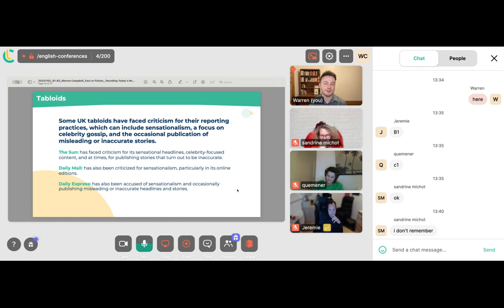The Daily Mail is another one as well. So this paper has been criticized for sensationalism, particularly in its online editions, its use of clickbait. Last but not least, the Daily Express has also been accused of sensationalism and occasionally publishing misleading or inaccurate headlines and stories.